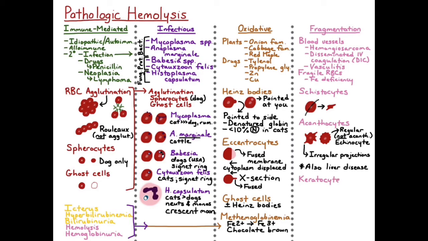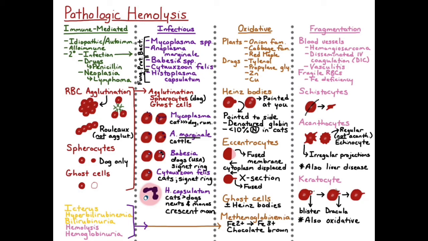Keratocytes are a sign of fragmentation, and these cells have little blisters on their surface. If the blister were to rupture, then there would be two projections from the surface, and it would look like Dracula teeth. And if one of Dracula's teeth were to fall off, then you just have one projection. So you can think of this as a one-tooth Dracula. Keratocytes are not specific for fragmentation. They can also occur with oxidative injury.